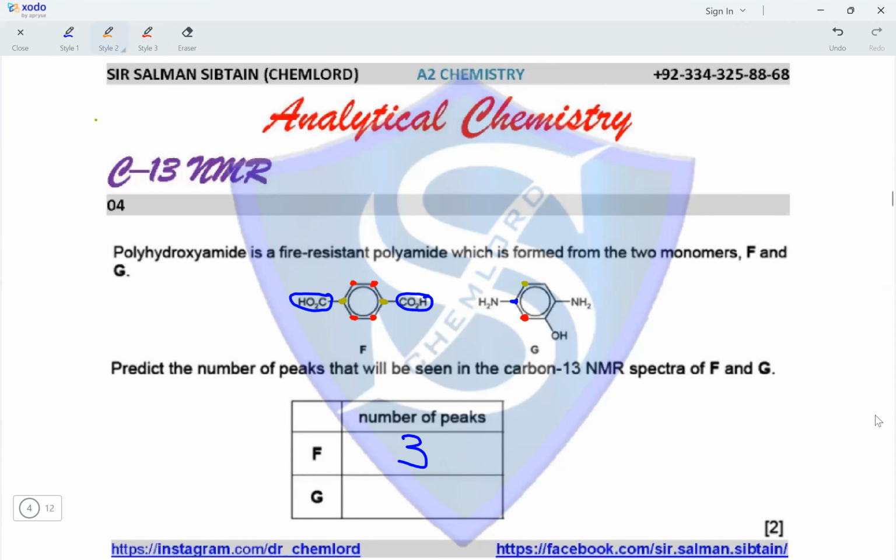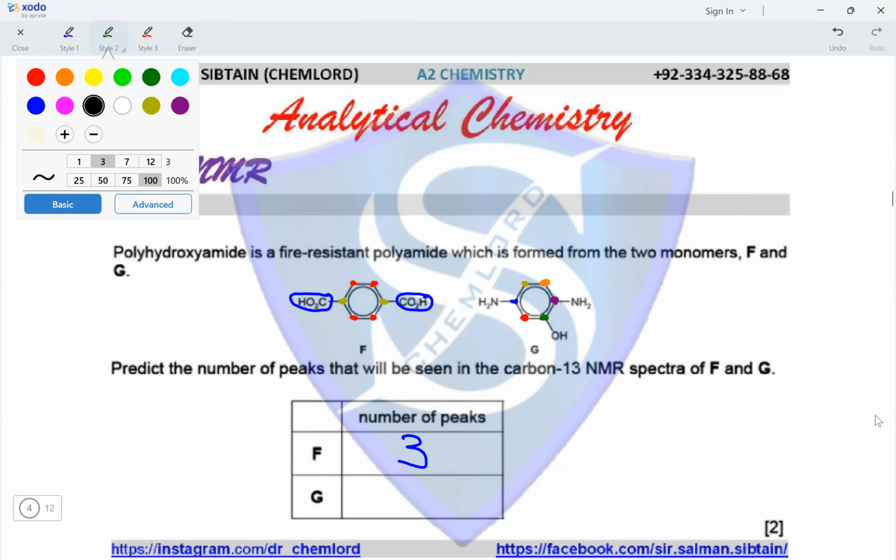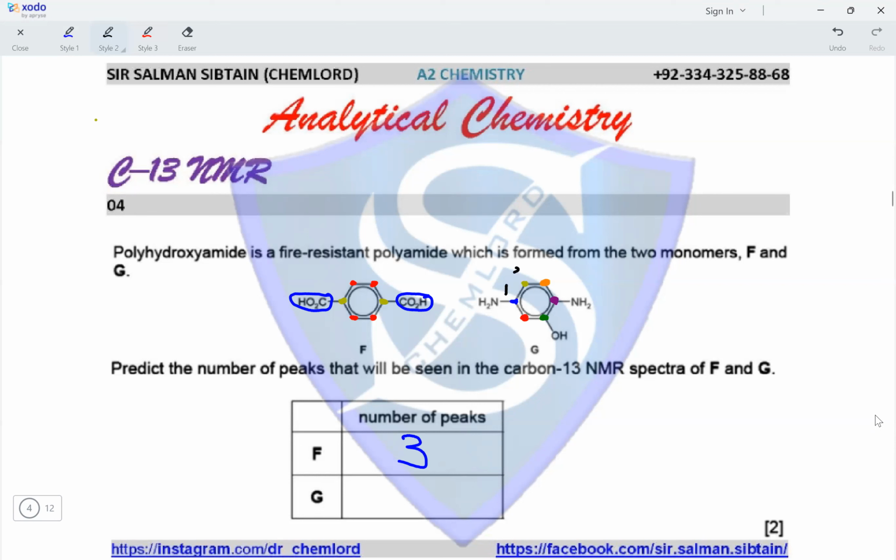Next, we would have a fourth environment for the carbon atom next to the one on the top, and a fifth environment for the carbon atom with another NH2 attached to it, and finally a sixth environment for the carbon atom with the OH attached to it. So in total, we end up with one, two, three, four, five, and six different environments for carbon. Therefore, the number of peaks in the carbon 13 NMR spectrum of G would be six.